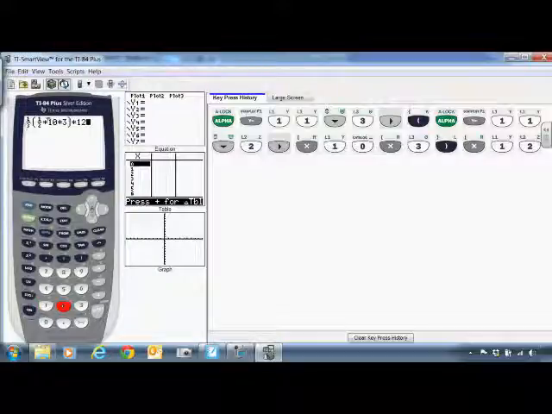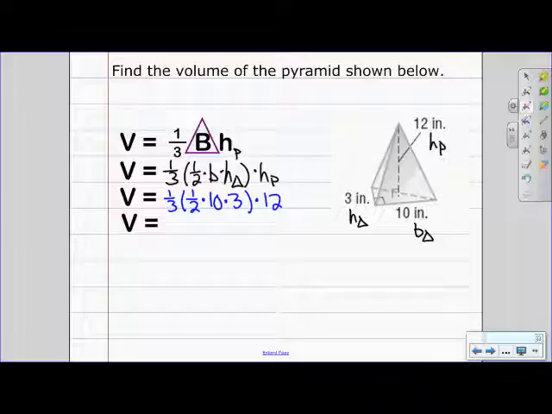And notice how this algebra matches the algebra that is on your paper. And now press enter. And now we have the volume of our pyramid. Let's go back to our question. Now back at our question, we can see that the volume of our pyramid is 60 inches cubed.